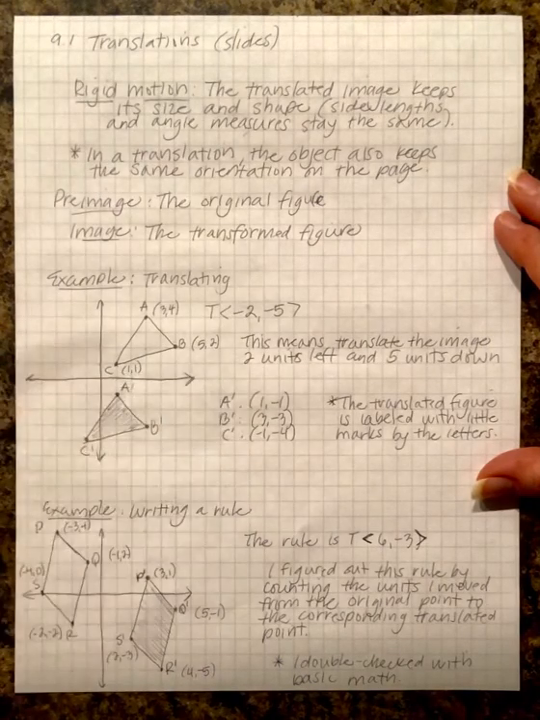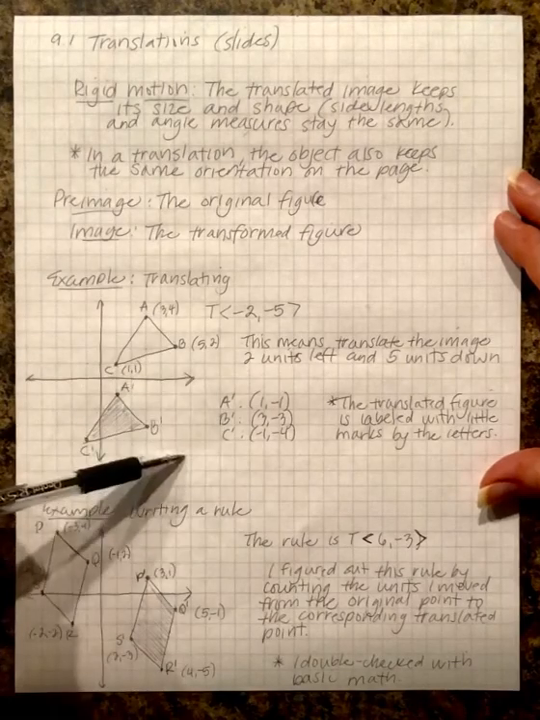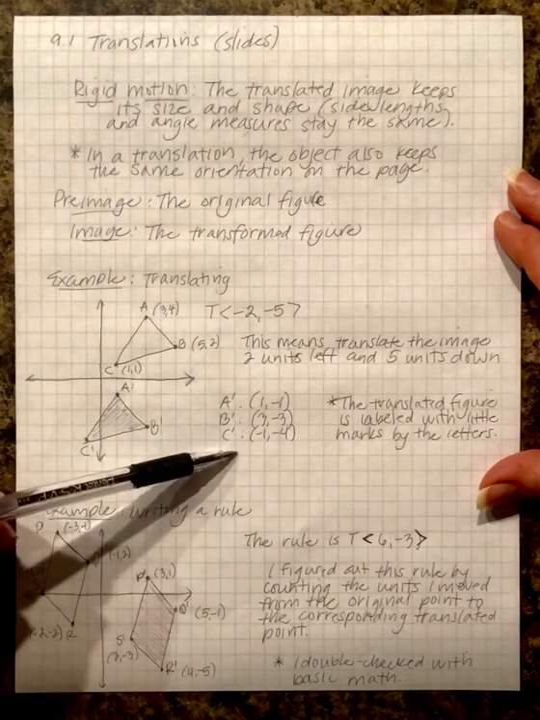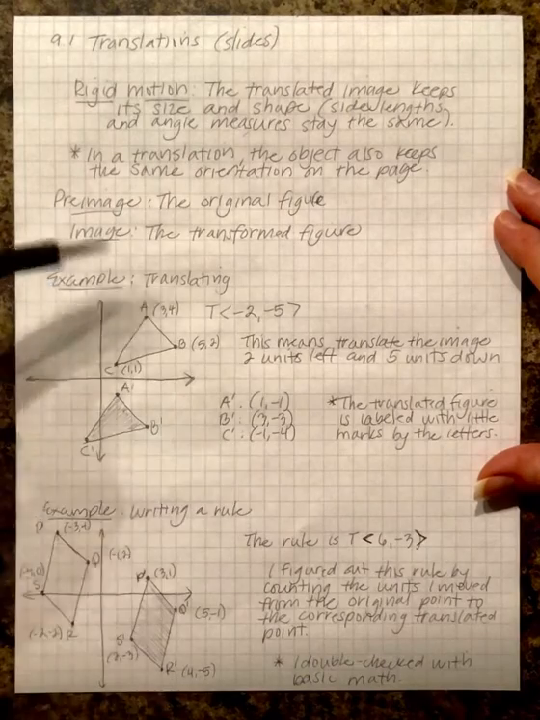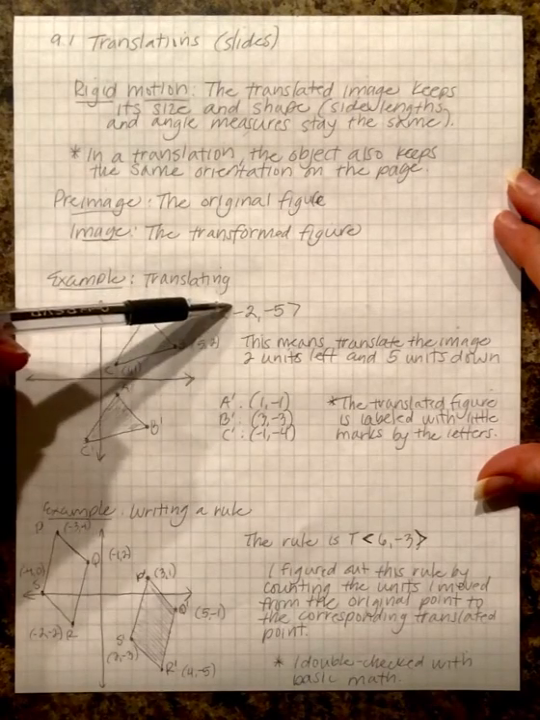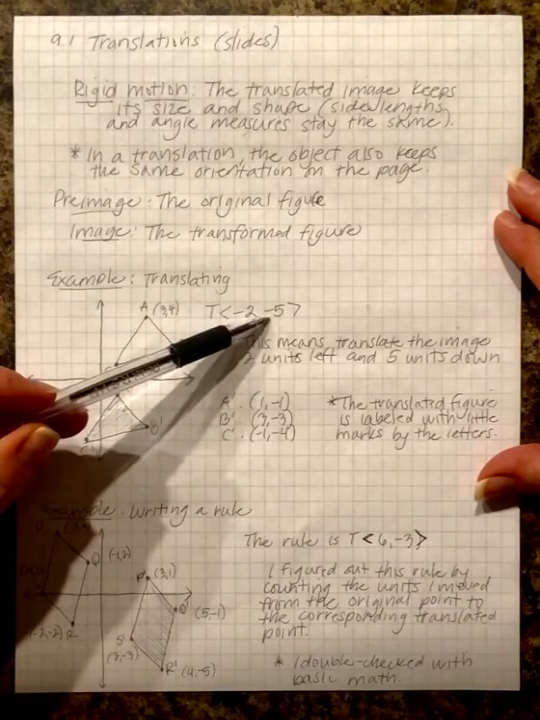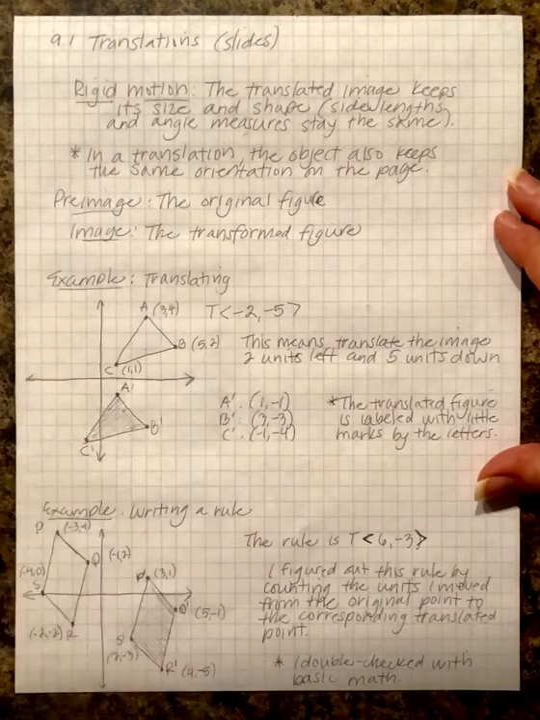So then I'm just writing my new points here, and the translated figure is designated with these little hash marks by the letters just to indicate that it's gone through one transformation. I could also check this mathematically because 3 minus 2 is 1, and 4 minus 5 is -1, and all the points would work the same way.